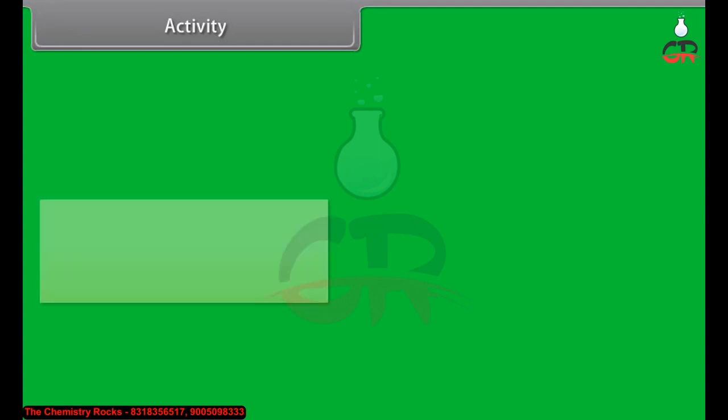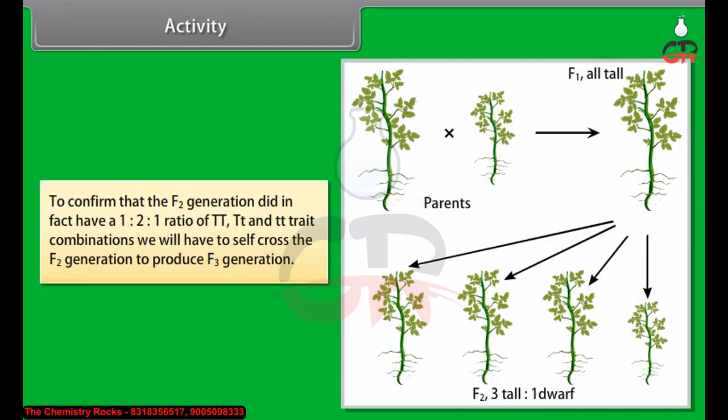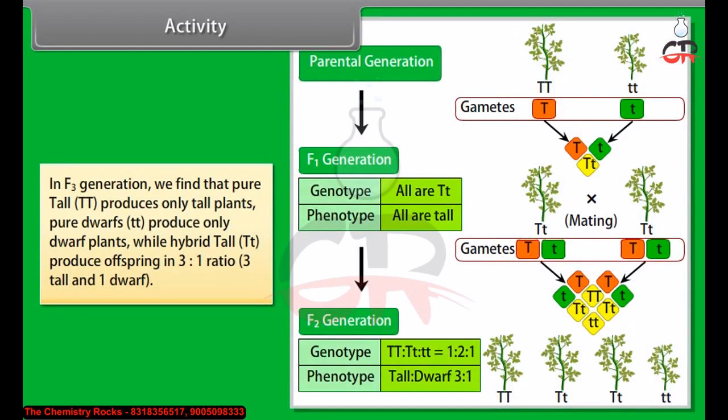Activity. To confirm that the F2 generation did in fact have a 1:2:1 ratio of TT, Tt, and tt trait combinations, we will have to self-cross the F2 generation to produce F3 generation. In F3 generation, we find that pure tall, TT produces only tall plants, pure dwarfs, tt produce only dwarf plants, while hybrid tall, Tt, produce offspring in 3:1 ratio, 3 tall and 1 dwarf.